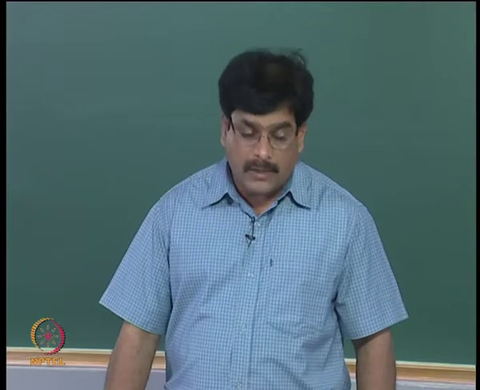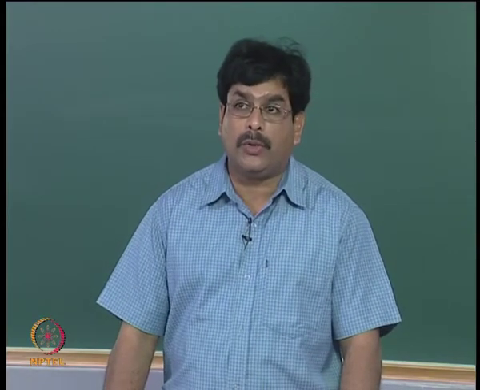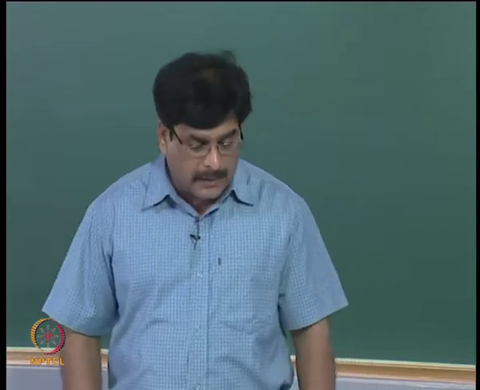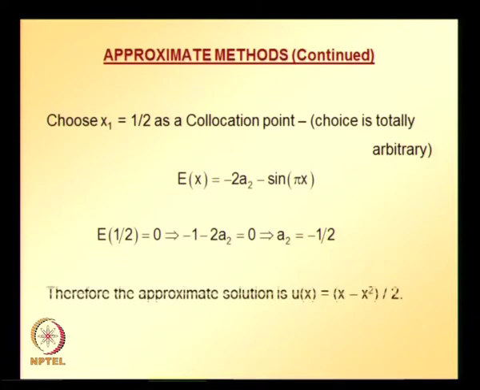residual is given by this, we already noted this. So, now substitute in this x is equal to 0.5 and force the residual to 0, we get one equation, one unknown, we can solve for A2, and then once we get A2, we can substitute this into the admissible trial solution to get the approximate solution. So, the approximate solution using collocation method turns out to be x minus x square divided by 2.